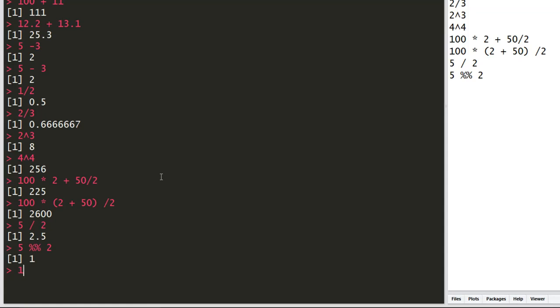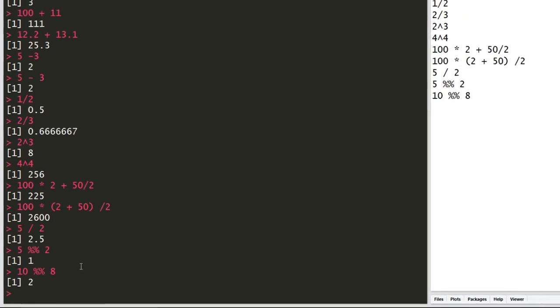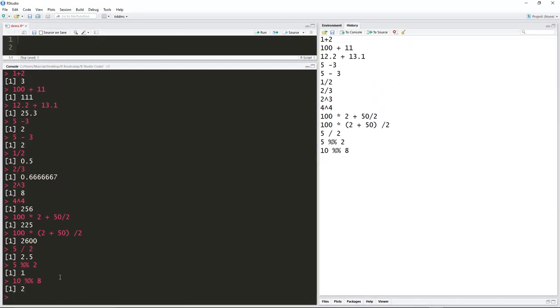So for example, if I say 10 mod something like 8, I'll get 2, since 8 can only go into 10 once with a remainder of 2, since 8 plus 2 is equal to 10. So that's just going to give you the remainder in a division. This is really useful later on for checking if numbers are even or odd, or if they're divisible by a certain number, etc. Okay, hopefully that was all pretty straightforward.